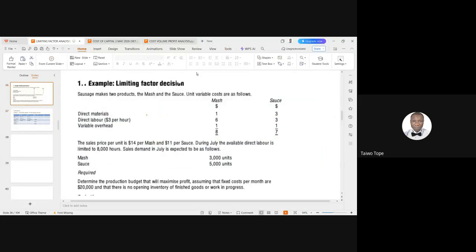Looking at this question, somebody should analyze the way the first set of persons have analyzed. How are we going to get contribution per unit for mash and sauce? Sales minus variable cost. The selling price per unit for mash is 14 naira. Variable cost for mash is 8 naira. So contribution per unit for mash should be 6 naira.